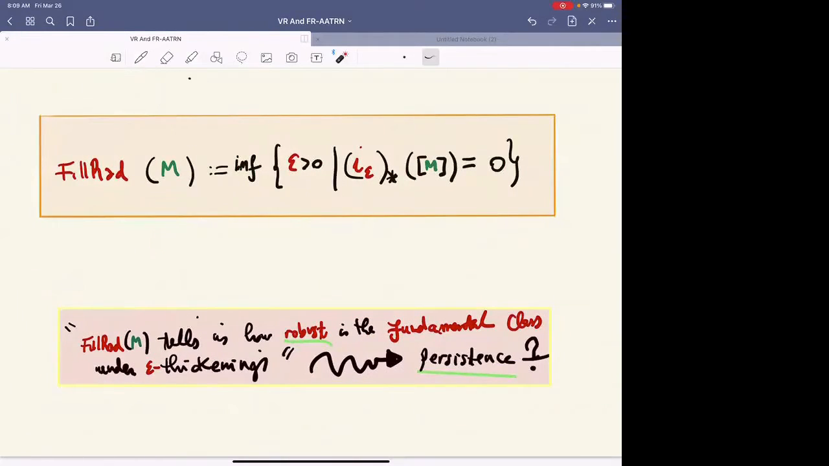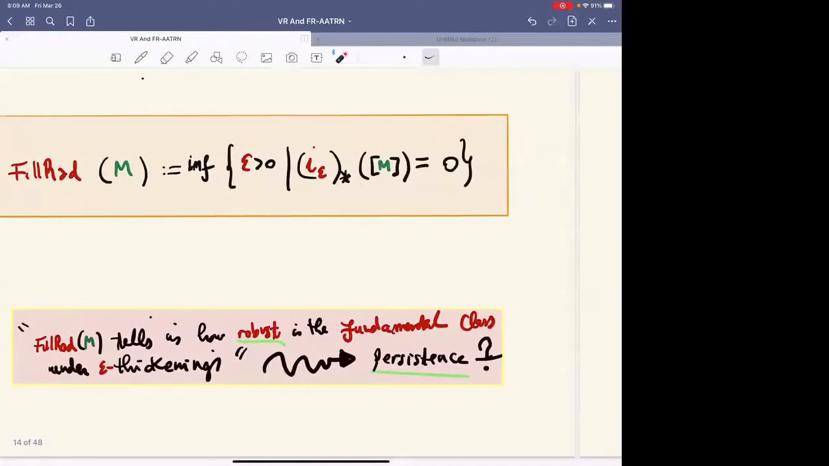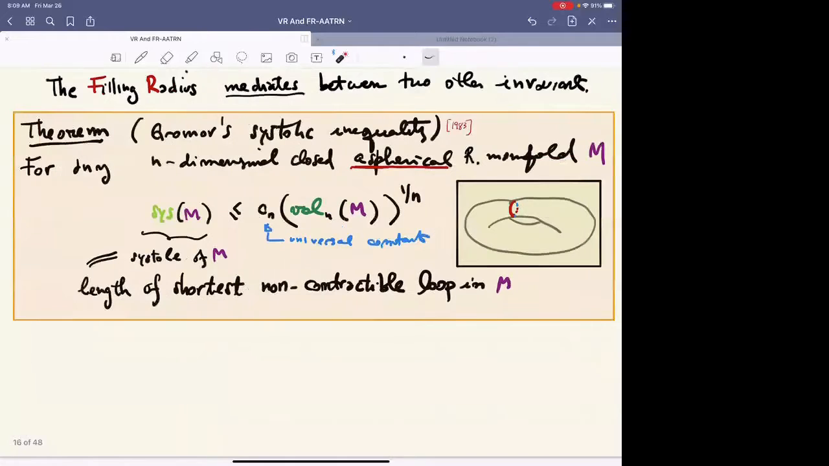So in a sense, filling radius tells us how robust is a fundamental class under the inclusion into epsilon thickenings. So this suggests that at least at the philosophical level, there should be a connection with persistence. So the filling radius apparently first appeared in a paper written by Gromov in the 80s, called Filling Riemannian Manifolds. And one of the theorems in that paper is the following systolic inequality.